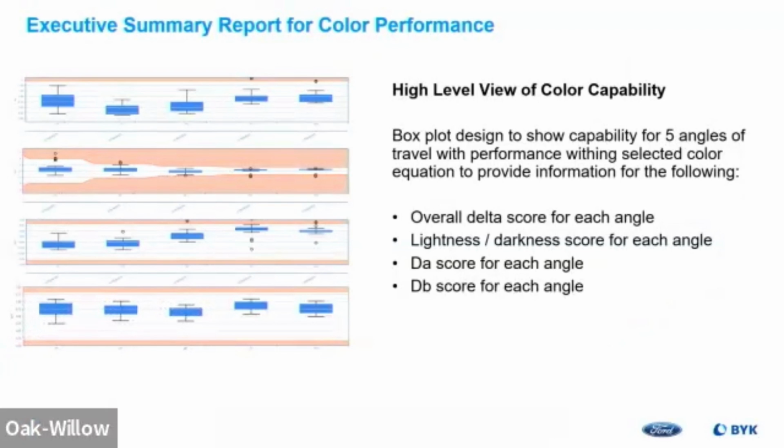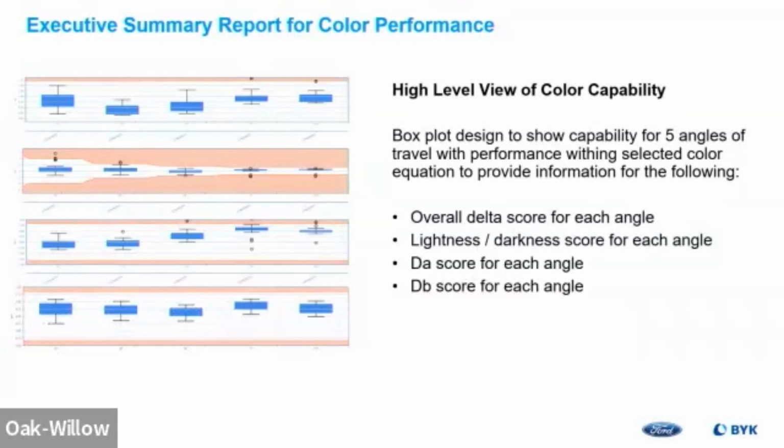We went with a box plot style, which would show our delta E on the top, and then you have your L value, A value, B value underneath. What we could do is just be able to look at this. This could be a sheet that's generated for a day's worth of production, a month's worth, you name it. We have the flexibility with the system in order to produce this.